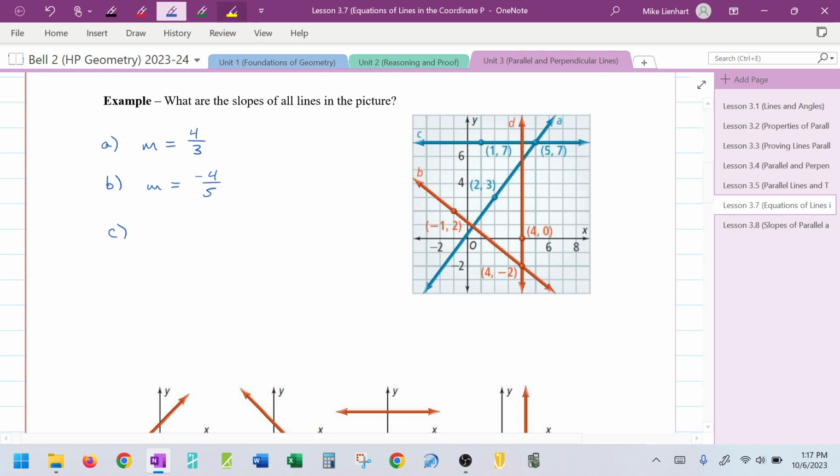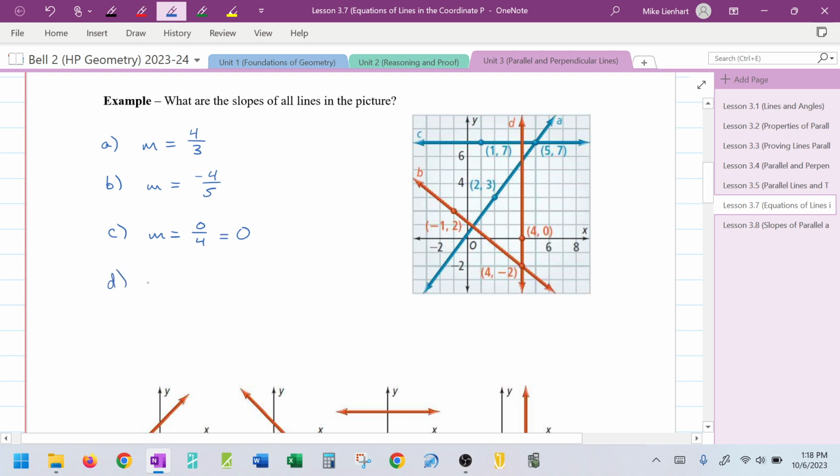Line C, I notice line C, it's kind of unique here because it's a horizontal line. So how would I move from this point to this point? I'm going to rise 0, but I'm going to run 1, 2, 3, 4. So if I looked at that slope, it would be 0 over 4, and 0 divided by anything tells me I have a slope of 0.